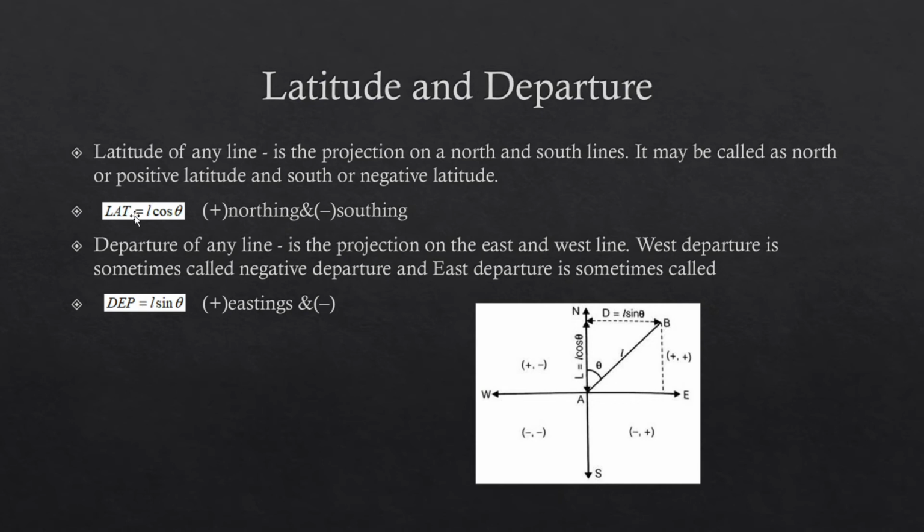So, latitude ngayon is equal to L, which is yung given course AB, times cos theta. Itong departure natin is equal to L times sine theta. So, yun lang yan. Tandaan nyo lang tong formula na to. Kung nakalimutan nyo, madali lang naman makuha. Basta tandaan nyo yung latitude is yung vertical, departure is yung horizontal. Okay.